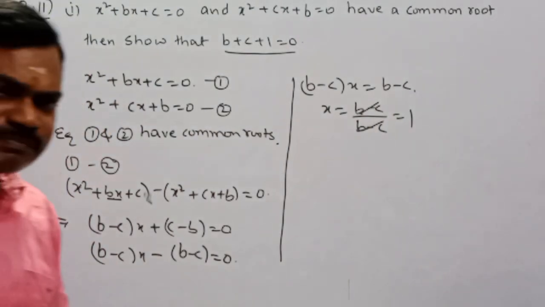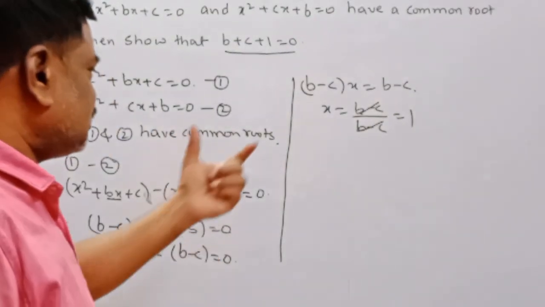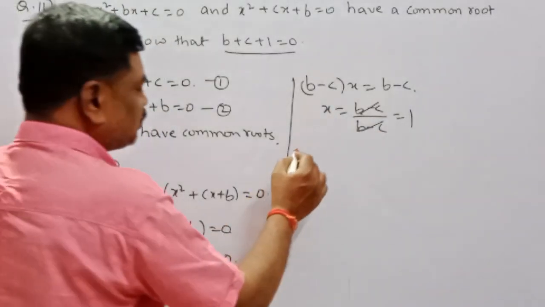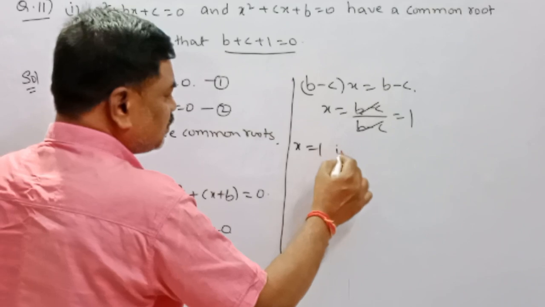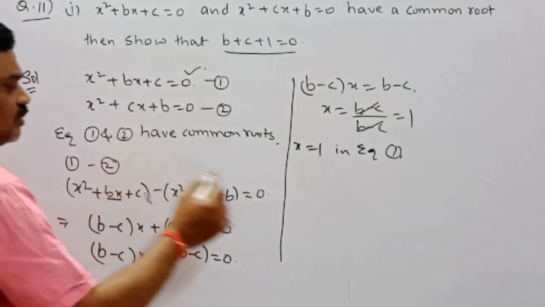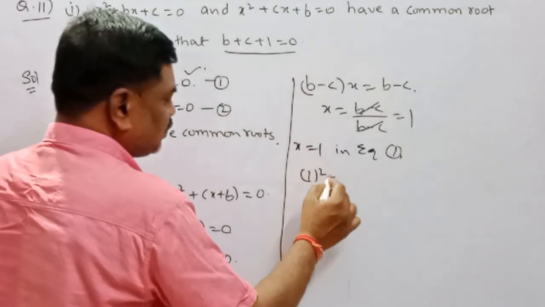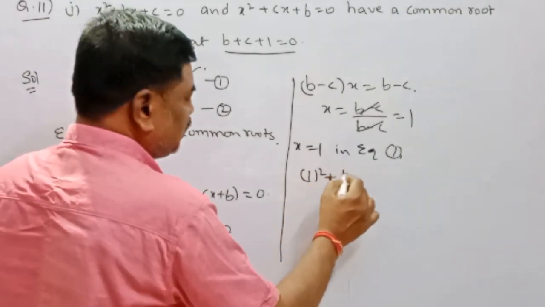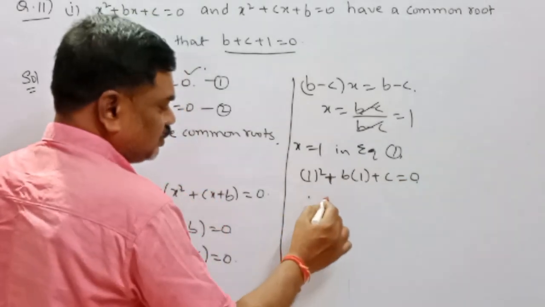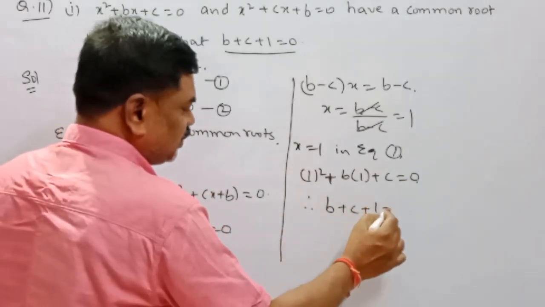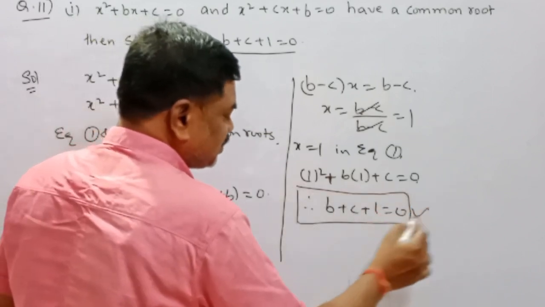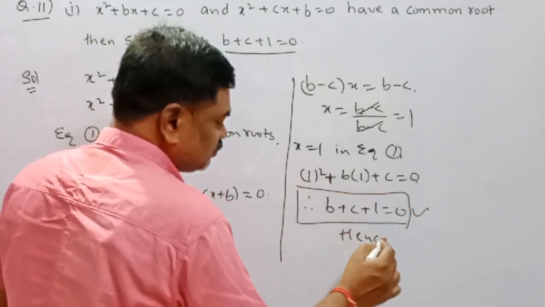What is the root of this equation? x is equal to 1 is the one root, and you have to substitute x is equal to 1 in equation 1. Then 1 square plus b into 1 plus c equal to 0. Therefore, b plus c plus 1 equal to 0. We have the required condition. Hence proved.